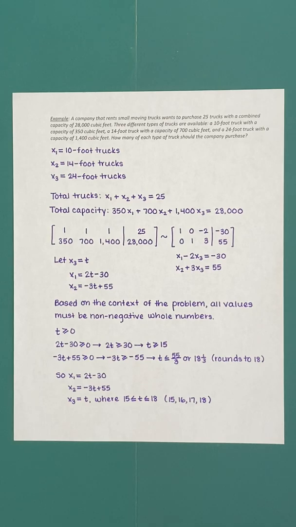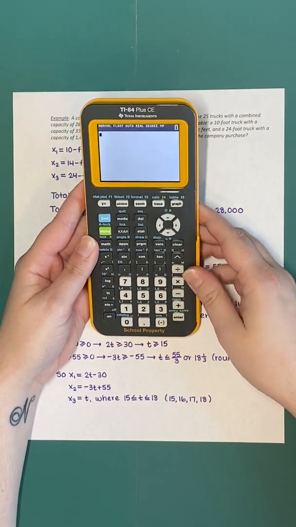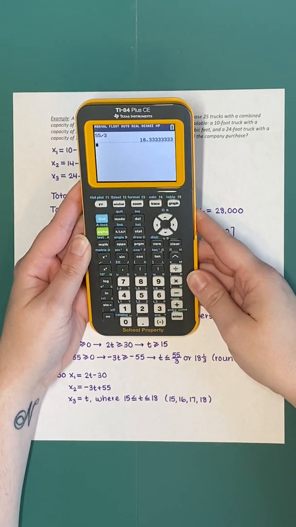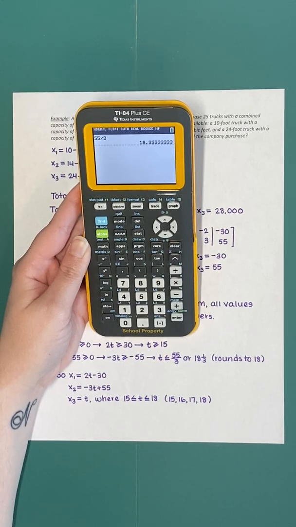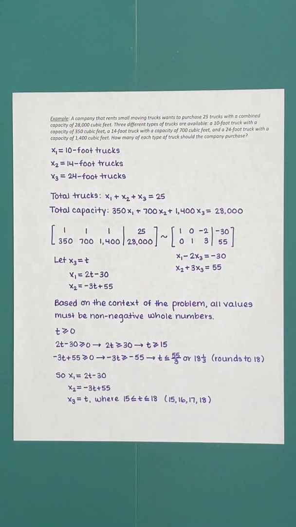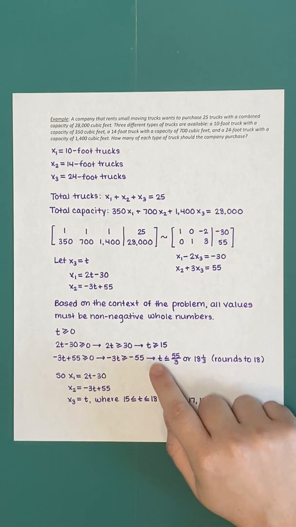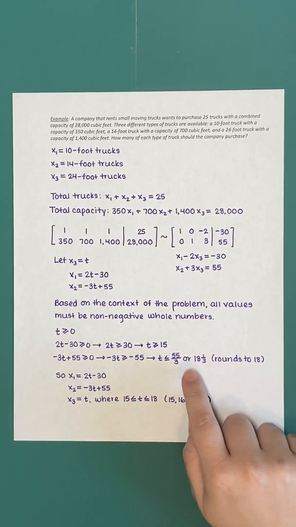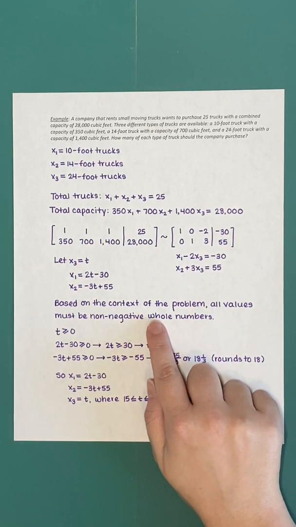Now 55 over 3 doesn't mean too much in the context of an actual problem, so it'll be helpful to think of what that really is in terms of a decimal. So 55 divided by 3 is going to be 18 and a third. Okay, now can we buy 18 and a third trucks? No, we can't buy 18 and a third trucks. We also can't buy more than that because we know that t has to be less than this amount. So the closest number that we could have that would actually make sense for t in this case would be 18. So this would be rounded off to 18 in order to deal with this issue that we need all non-negative whole numbers.